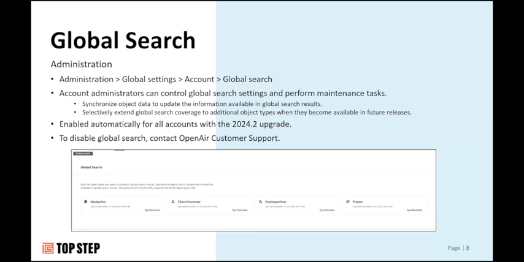Also, as an admin, I didn't know this actually till recently, but there is search synchronization that you can force under the account global sync. So check out your global settings and global search under the account. If you, for some reason, wanted to turn off the global search, you would have to contact support. It was automatically enabled for everyone in the 2024.2 upgrade.